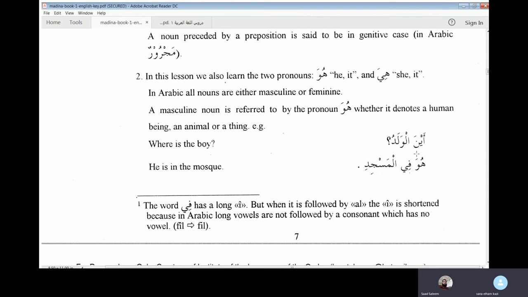Where is the boy? Ayna al-waladu? Ayna al-waladu, where is the boy? Huwa fil-masjidi, he is in the mosque.